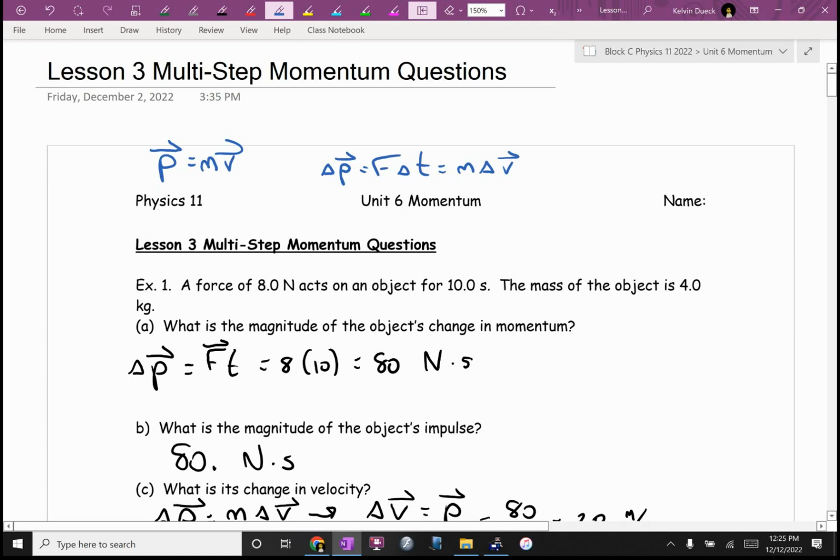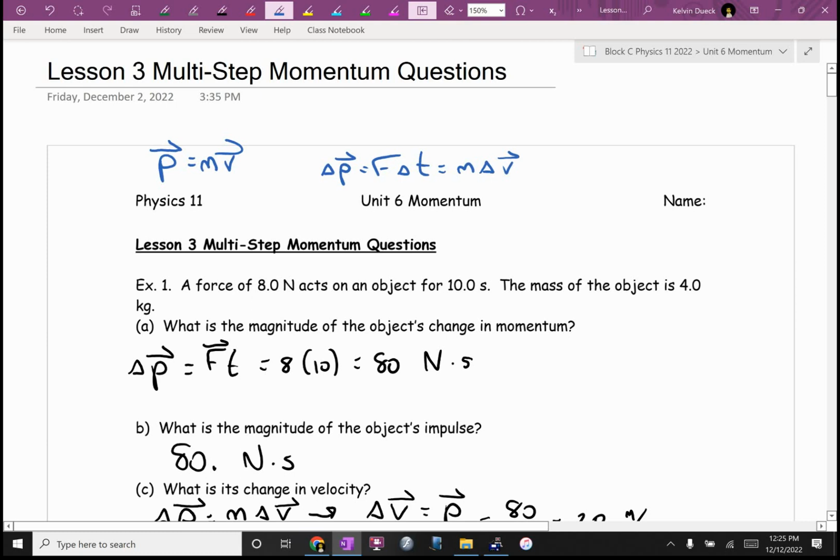Or if you ask, what's another word for change in momentum? Starts with the letter I. Okay, they're interchangeable: impulse, change of momentum. Or if they ask me to find the impulse and they give me a force and a time, I can do that. Or if I know the final and initial velocity, I can do that.